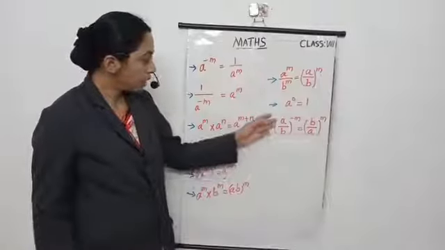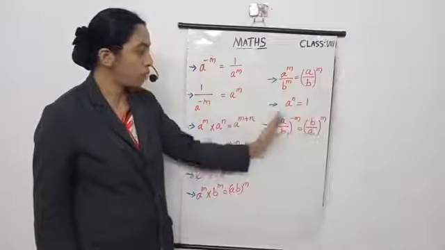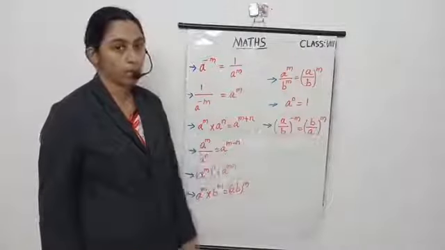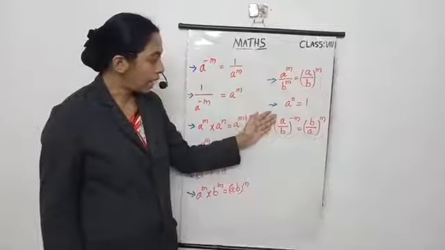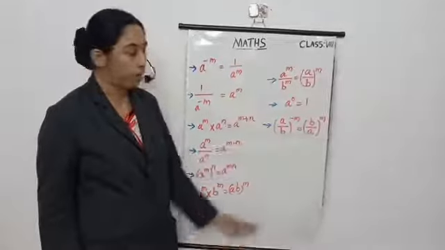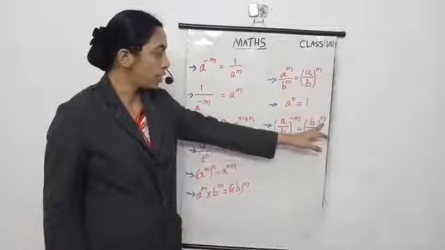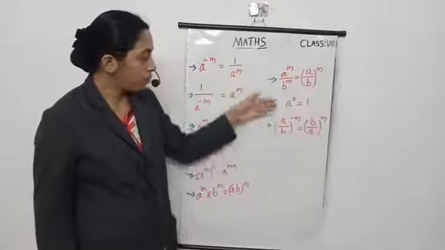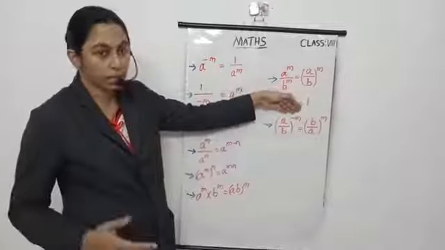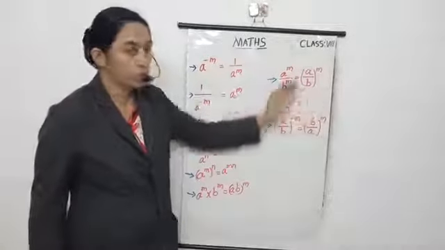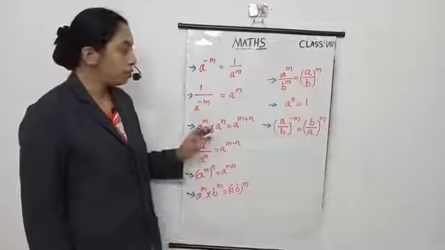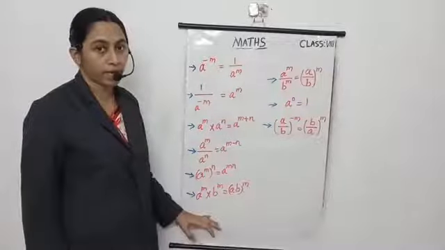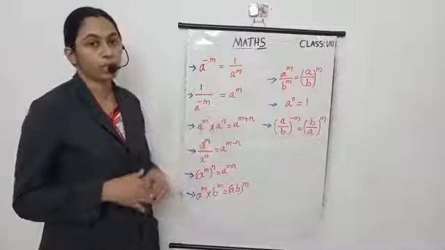And last is a by b all raised to minus m. One fraction raised to a minus exponent. We can write that fraction's reciprocal with the raised to positive power m. That is, a by b all raised to minus m means b by a raised to m. So pause this video, study these laws of exponents, then continue watching the video.